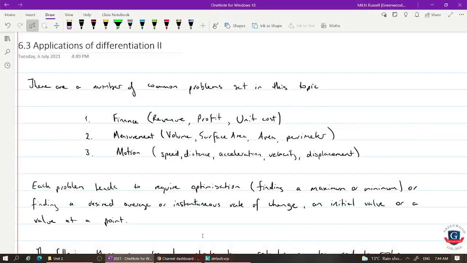Hi everybody, today we're going to have a look at some common problems that are set in differentiation topics. Typically they relate to finance, revenue, profit, and unit cost, measurement, volume and surface area, area and perimeter, and motion, speed, distance, acceleration, velocity, and displacement.